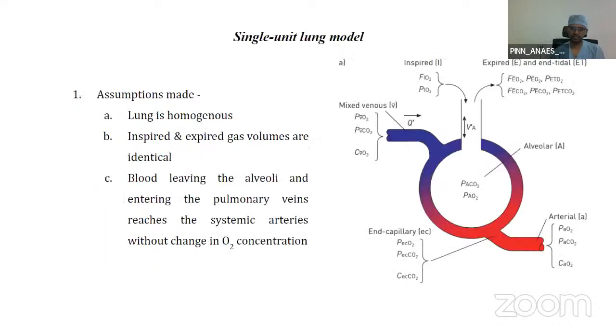So to understand this, we should learn about a single unit lung model. It is nothing but we make some assumptions, such as that the lung is a homogeneous structure and the inspired and expired gas volumes are identical. Blood leaving the alveoli and entering the pulmonary veins reaches the systemic arteries without changing oxygen concentration. So this is a schematic representation of an alveolus perfused by a capillary. The mixed venous blood enters from the left, and once it gets oxygenated, it leaves the alveolus from here.